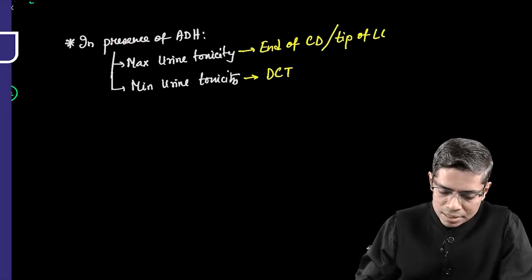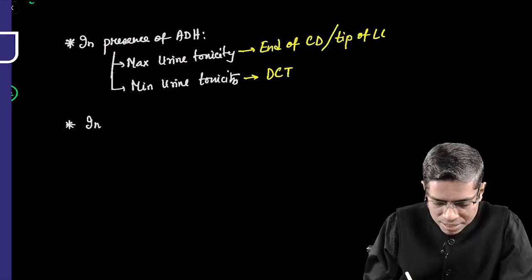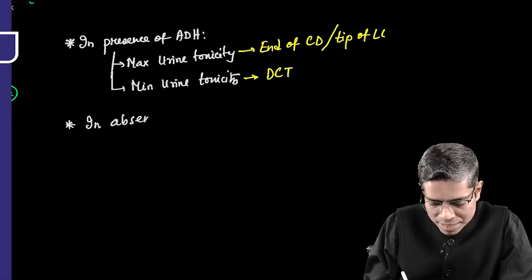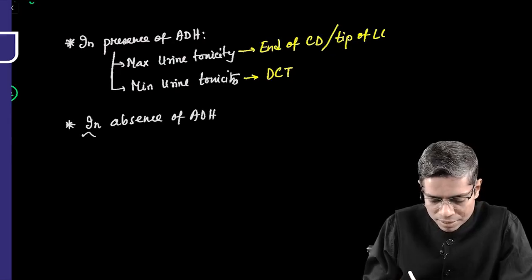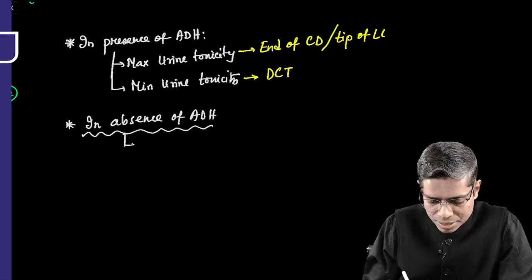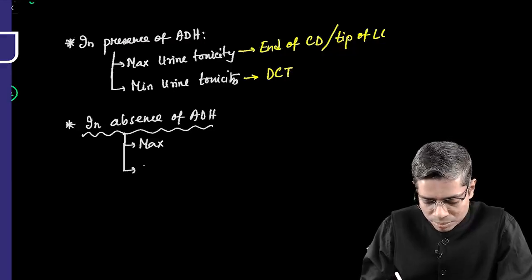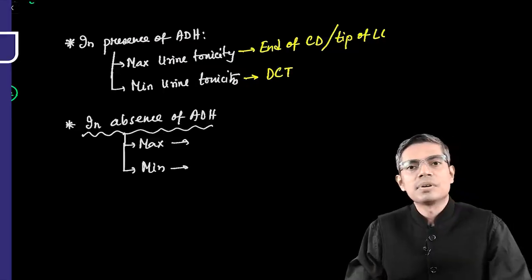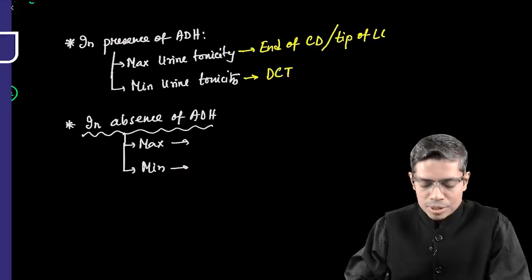Now looking at this, could you answer what will happen if the MCQ is asked like this, that in absence of ADH, when ADH is not there, in this condition, maximum urine tonicity will be in which part of the nephron and minimum urine tonicity will be in which part of the nephron. In absence of ADH, ADH is not there, maximum urine tonicity.